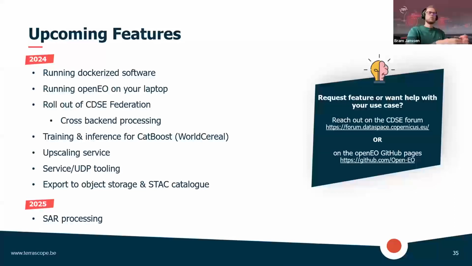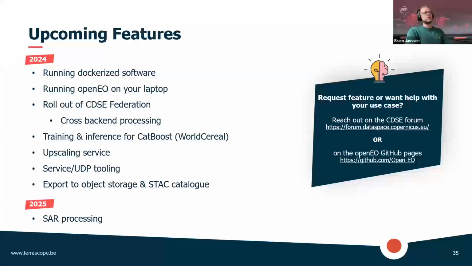For example, we will be focusing more on supporting projects on upscaling their service, so going from small parcel field algorithms to continental scale, for example. Also supporting more tools to encapsulate what you have been building into on-demand services so that they are easily shared amongst a larger community. So this is where we focus on the service and UDP, the user-defined process tooling. So encapsulating everything as on-demand services.